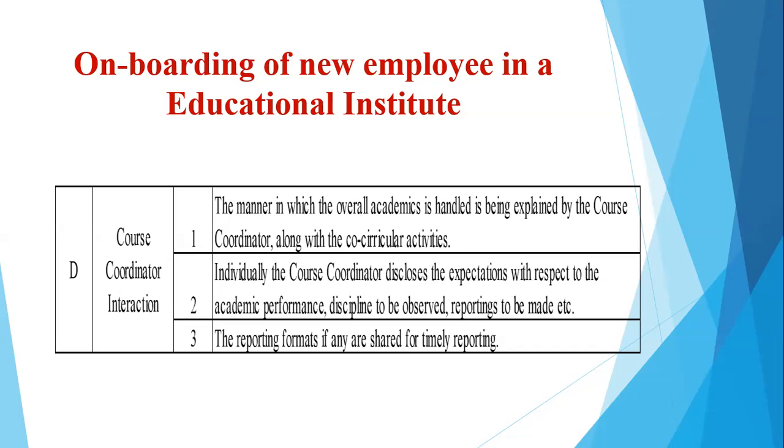Then the expectations with respect to the academic performance, right? It could be with respect to the manner in which the sessions are delivered, or with respect to the notes and the material that is shared with the students, the concurrent evaluation that is expected to be completed from the students, being on time, conducting the exams, the discipline that is observed, and the different reports that a faculty member is supposed to prepare and hand over to the course coordinator for the academic activities as well as the co-curricular activities.